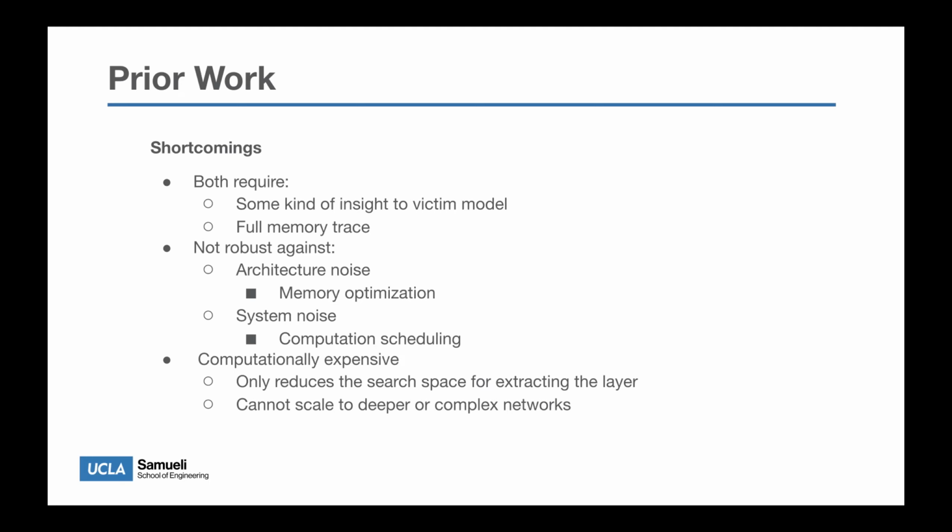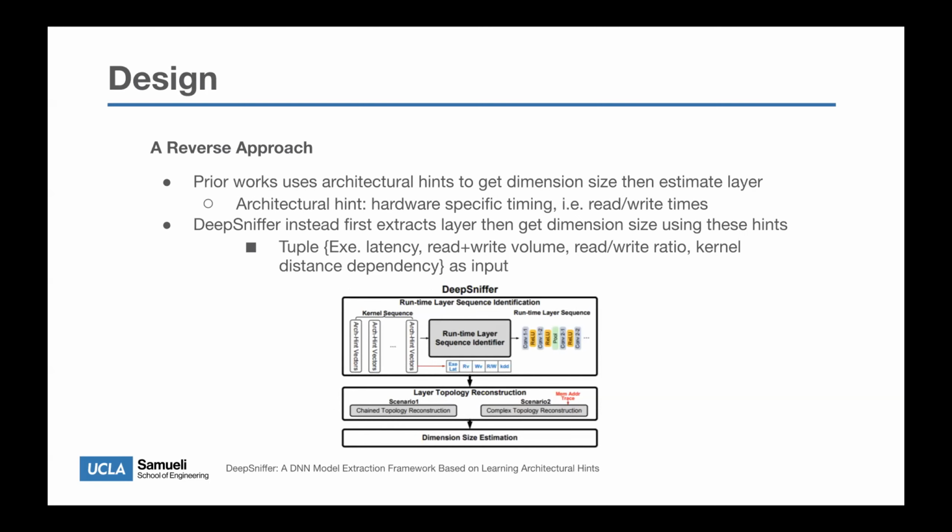Another thing is that it's computationally expensive. In both works, they've only reduced the search space to extracting layers. So when employing these attacks on deeper or more complex networks, both prior works are unable to achieve high accuracy or are unable to complete due to the time the computation takes. What this paper does differently from the other two is that it uses a reverse approach. In both prior works, they try to get the dimension sizes or the inputs to figure out the layer type. In this work, it does the opposite. It tries to figure out what the layer types are first, before it tries to get the dimension sizes.